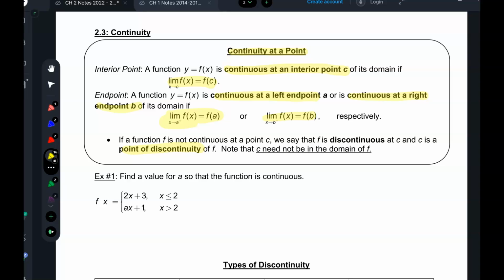Just a quick reminder, c does not need to be in the domain. Okay?